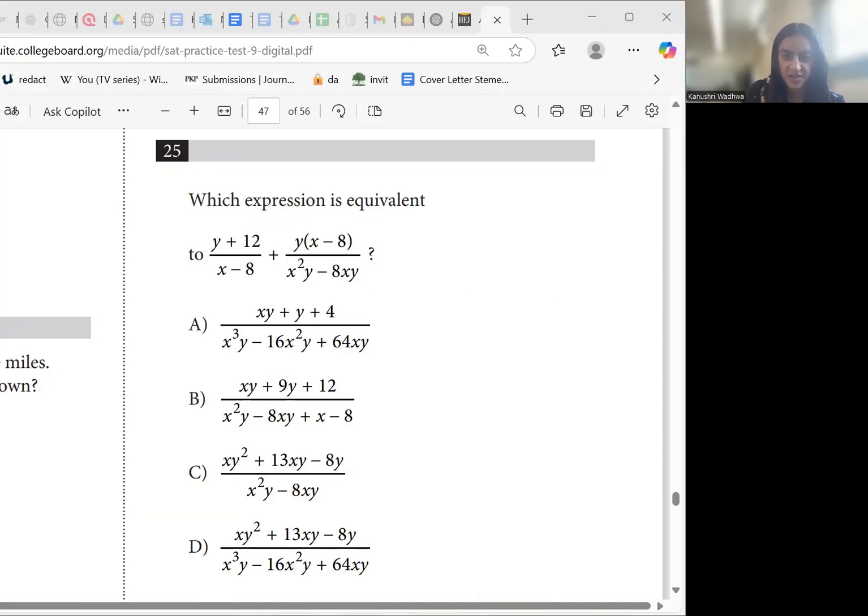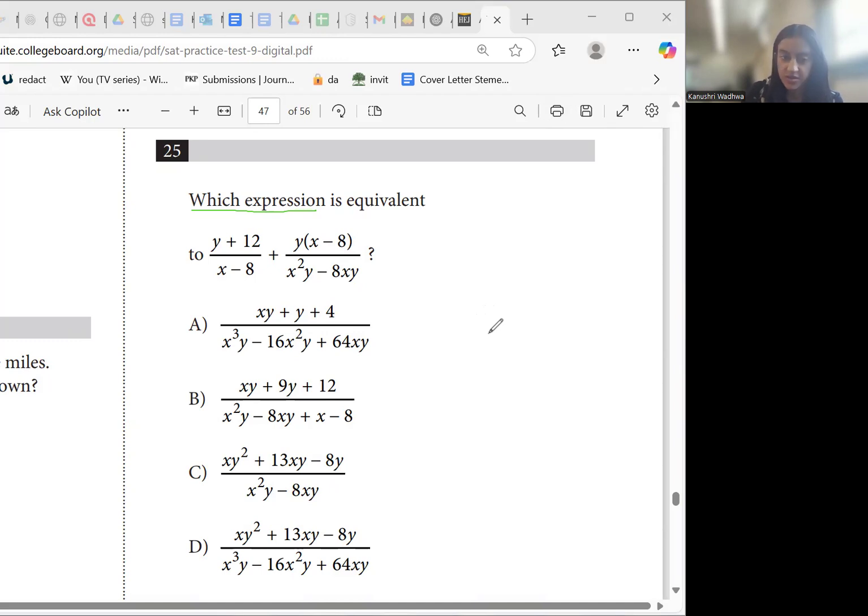Hi, so I'm going to talk to you today about how to answer this SAT question that we have here. It's question 25 that we're looking at. And what we're trying to do is answer which expression is equivalent to (y + 12)/(x - 8) + (y/x) times (x - 8)/(x²y - 8xy).